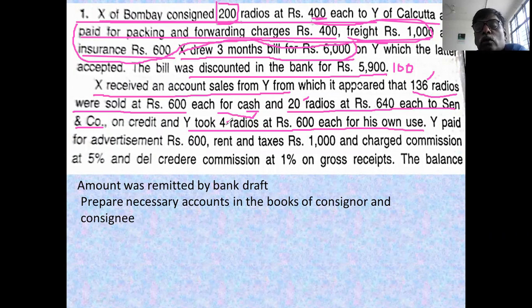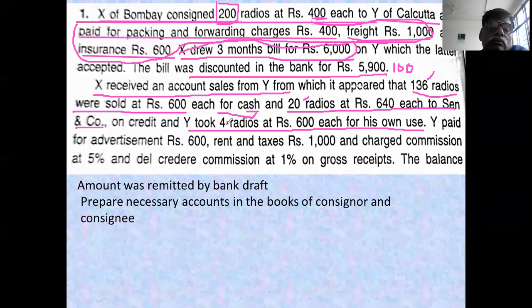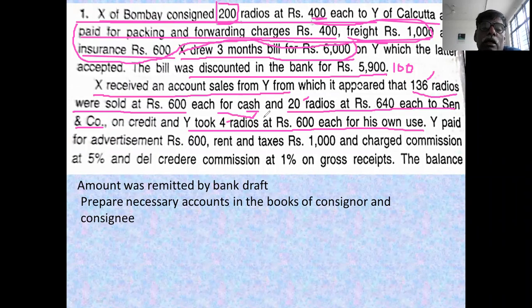Out of 200 radios, 160 radios sold. What is the balance of radios? Yes, 40 radios. That is called the closing stock. Remember this. Closing stock. You have to calculate closing stock. I'll tell you afterwards. Okay, first point completed.